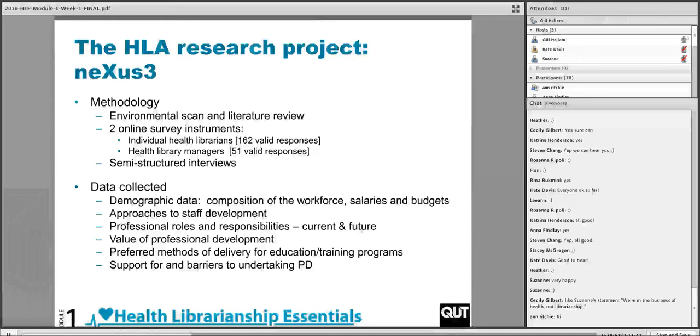And so it came up very strongly that online education was an important aspect for the future, and that there was a need for some strong foundation programs for emerging health librarians. And so it doesn't take a quantum leap for you to understand that that sort of has led to this program being developed.